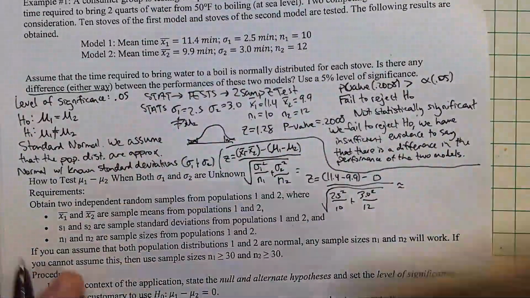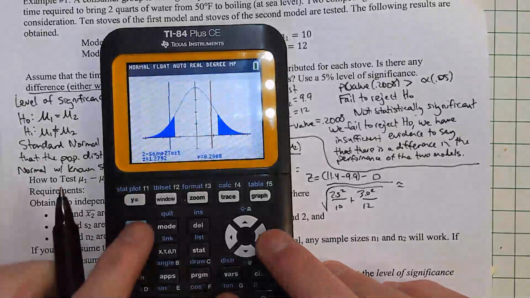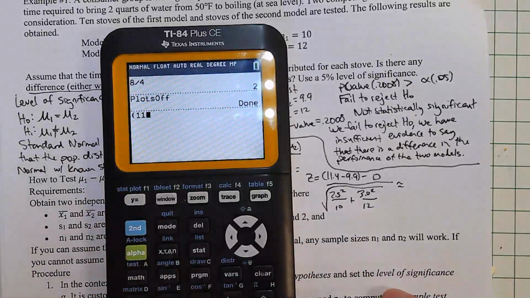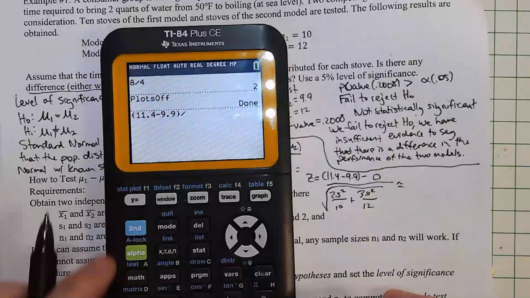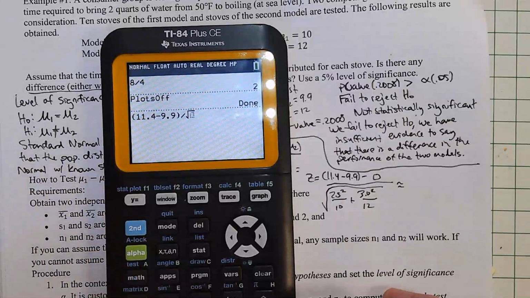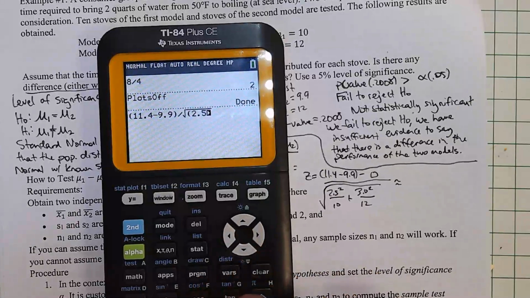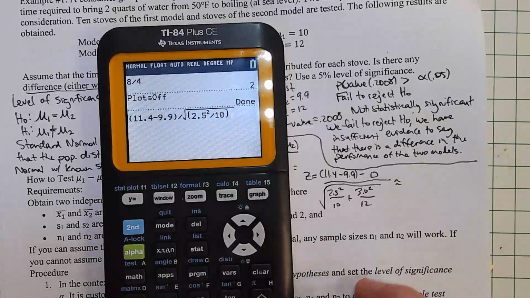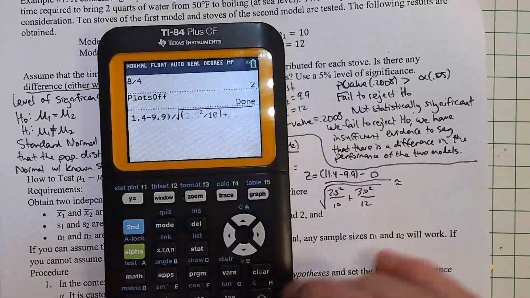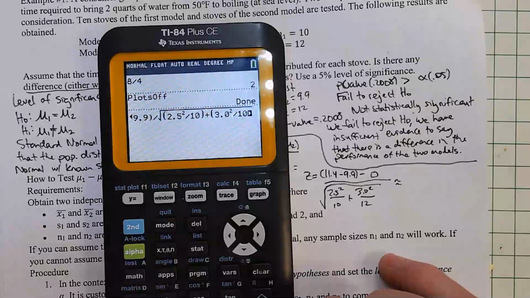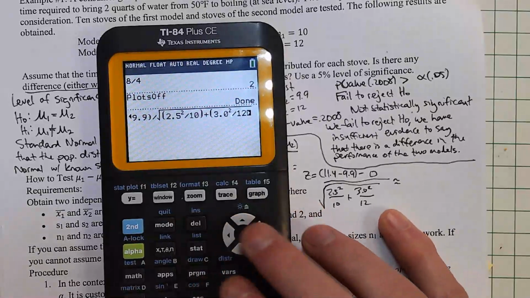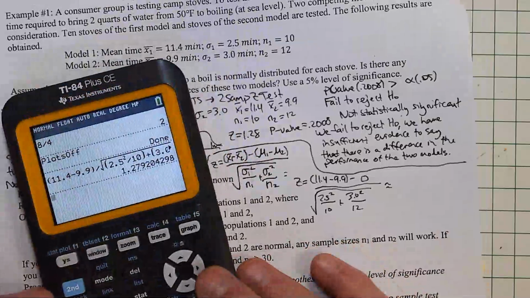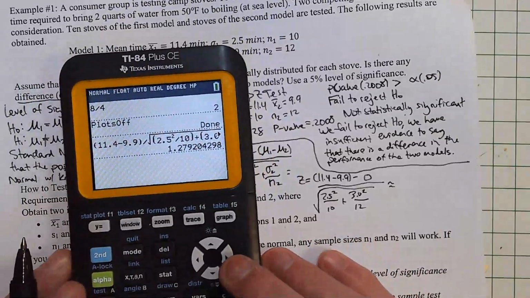Okay. So 11.4 minus 9.9 divided by the square root of 2.5 squared divided by 10 plus 3.0 squared divided by 12. Okay, we do that. Whoops, close that parenthesis. And you get 1.279, so 1.28. There's your Z.